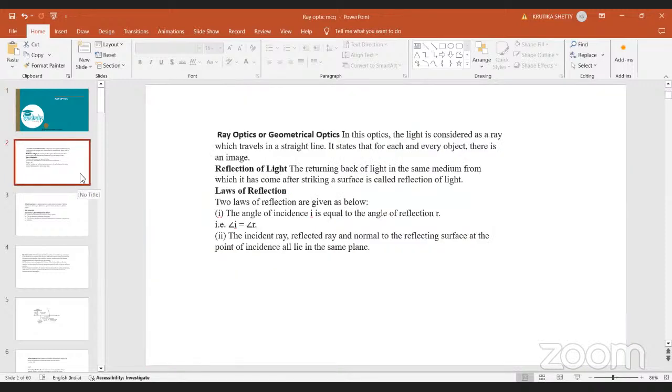Yesterday we started with ray optics. So what is ray optics? What is reflection of light? We studied the laws of reflection. According to the laws of reflection, the angle of incidence is equal to the angle of reflection. Then the second law, what does it state? At the point of incidence, the incident ray, the normal drawn and the reflected ray all lie on the same plane. That is the second law.